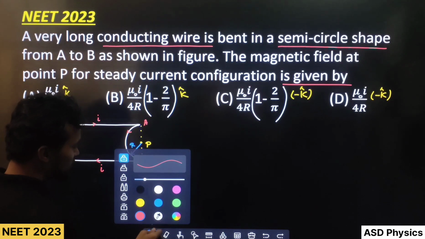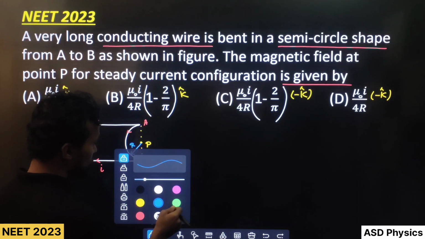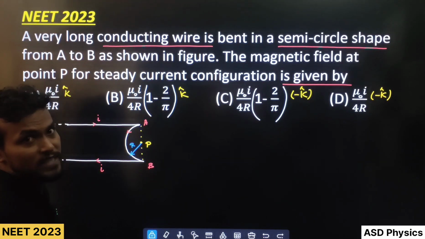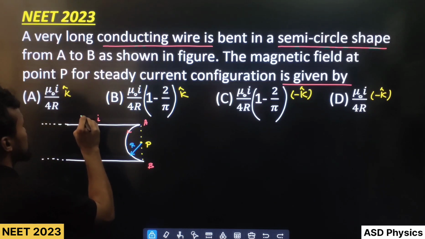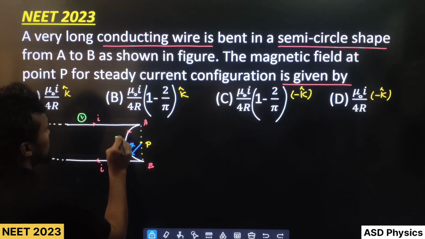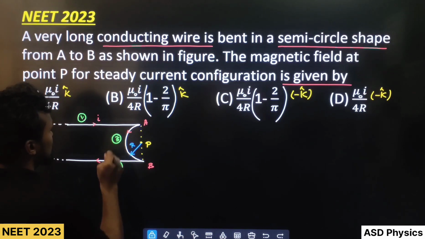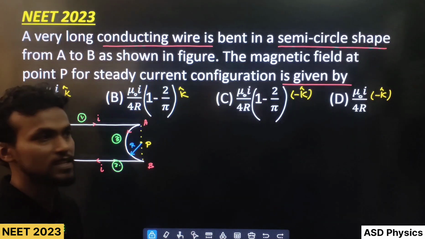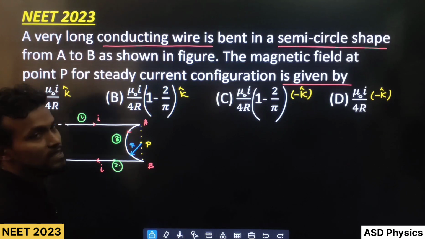So students, whenever this kind of question comes, we have to break the question into a number of sections. So here I have made this one section 1, this one section 3, and this one section 2. Both the straight wires are section 1 and section 2, and this curved wire is section 3.